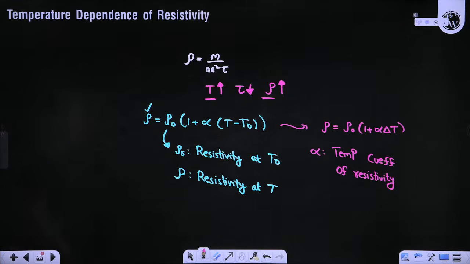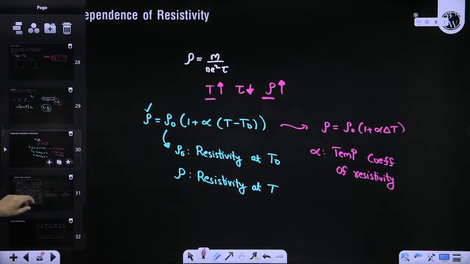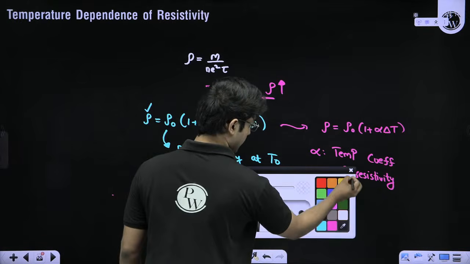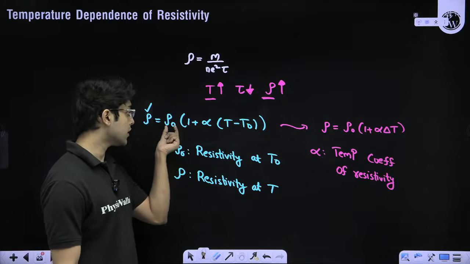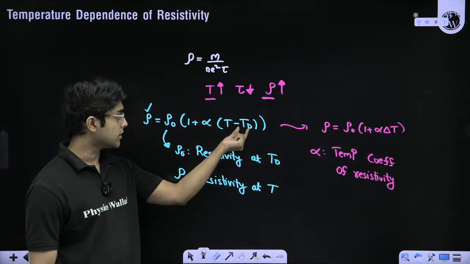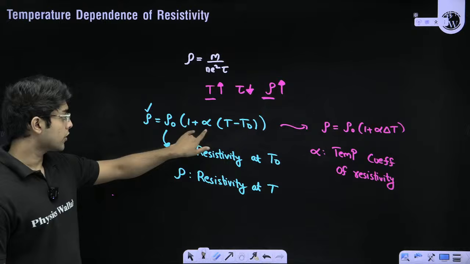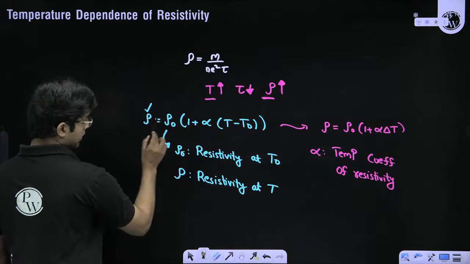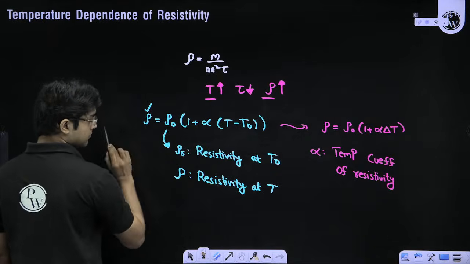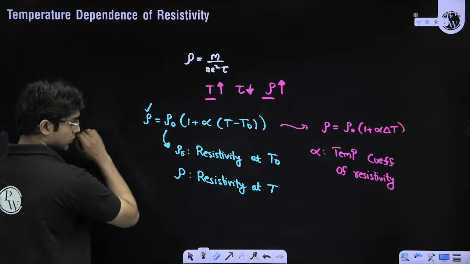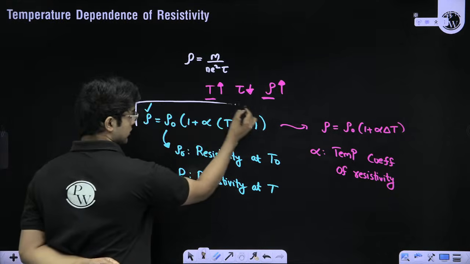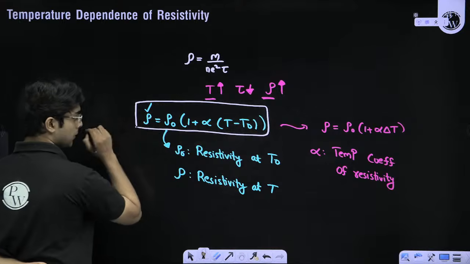Okay. Now what else? Now here, what kind of questions can you expect? They will give you the resistivity value at some reference temperature. They will also give you the alpha value, and then they will ask you the resistivity at a new temperature. So you can use this relation and substitute and get the answer. Okay. So this relation is also important.